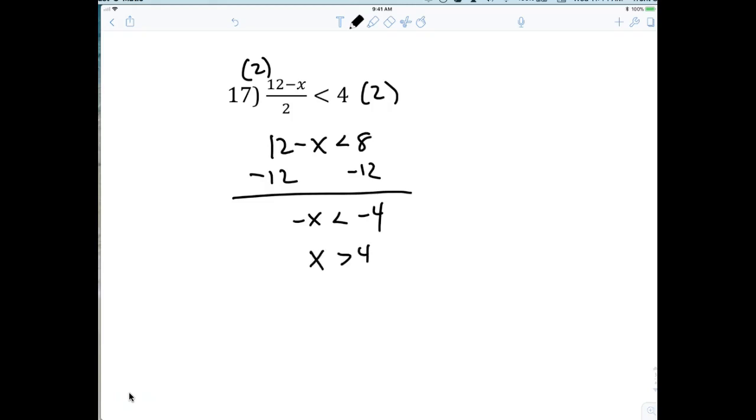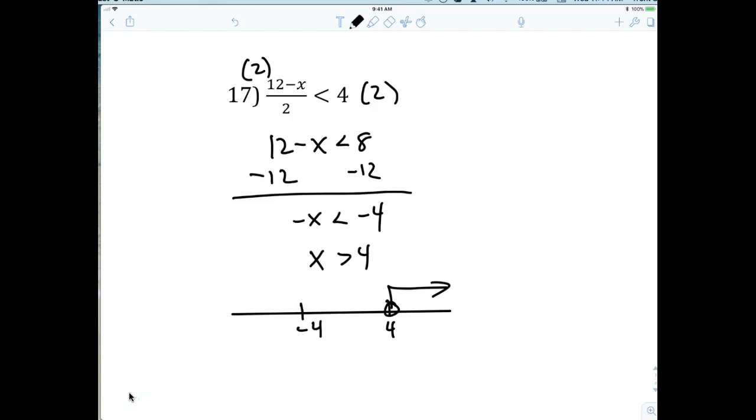Greater than 4 because you had to change the sign. Did you change the sign? You have to remember, whenever you multiply or divide by a negative, you have to change the sign. So here's 4. Open circle going to the right. Am I good?